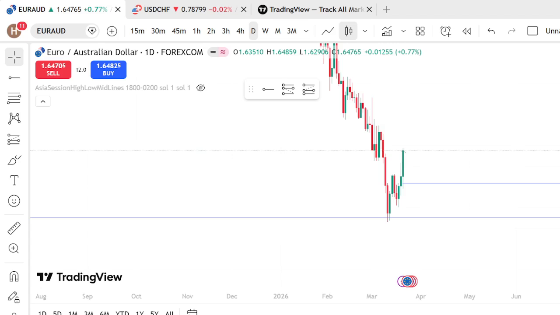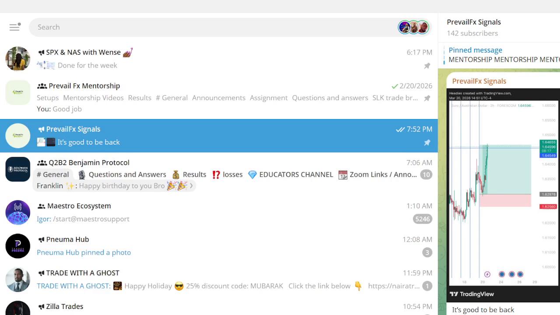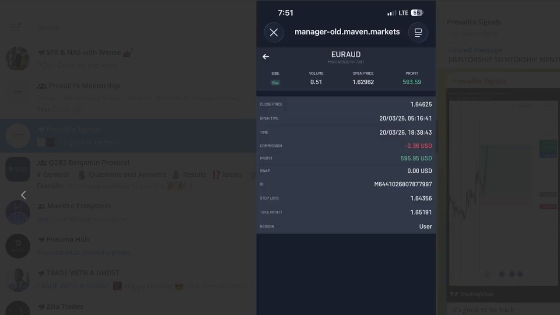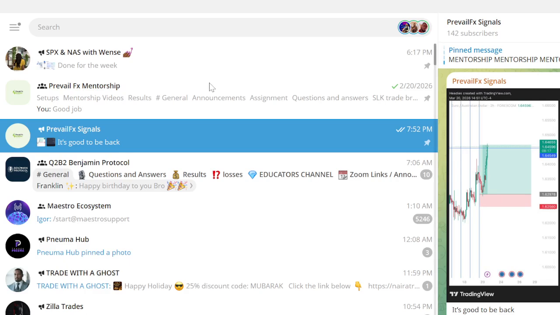Alright, so yesterday I executed a trade and it went in my favor. Let me show you proof of that on my Telegram channel. This is the trade, Euro AUD, and this is the profit. I made around $500. I risked around $100 on this particular trade, I think $150 here, because I left this trade at around 1:4.